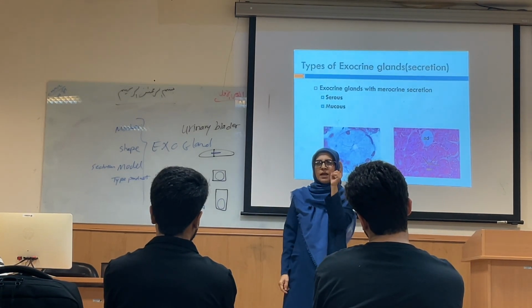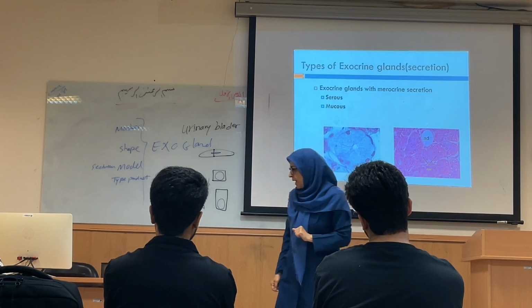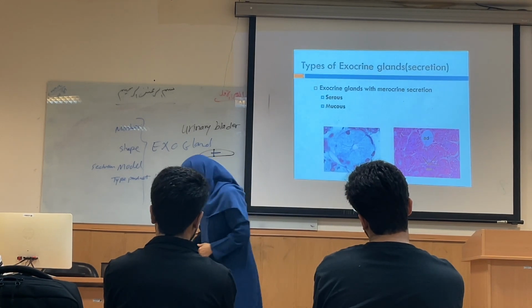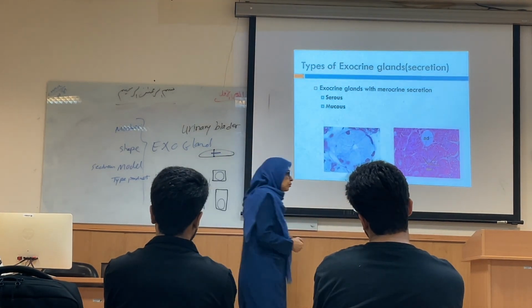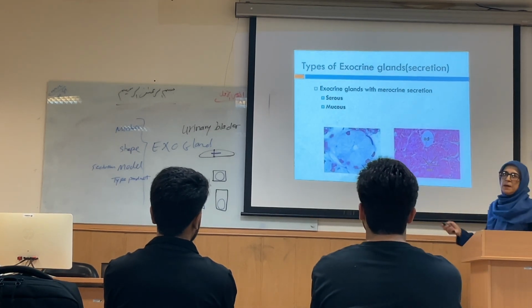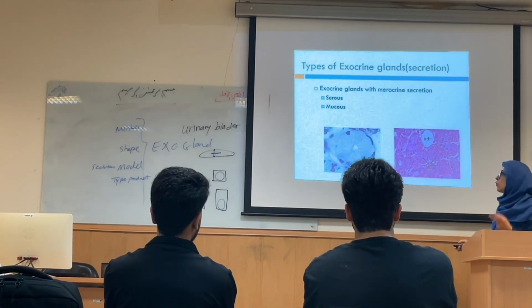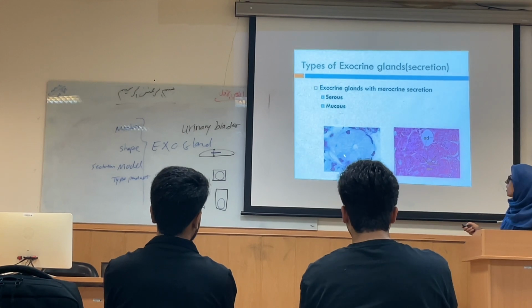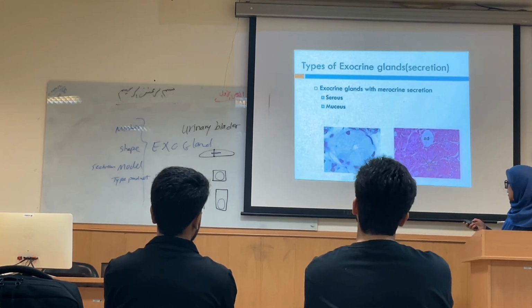is similar to glue, attached to our hands or others. This is the difference between these two glands. The serous and mucus are distinguished based on their secretion, their organelles, and also their picture under the microscope.